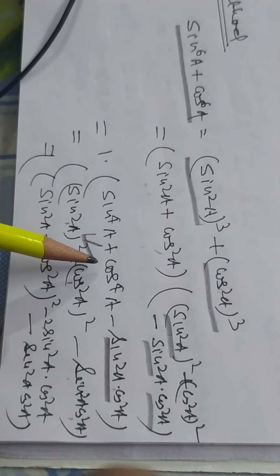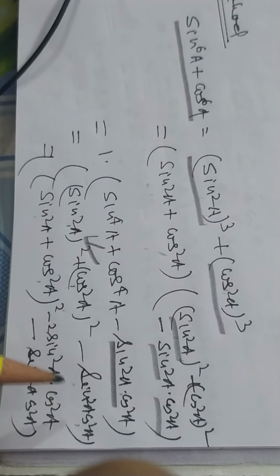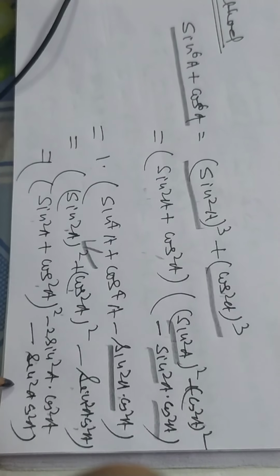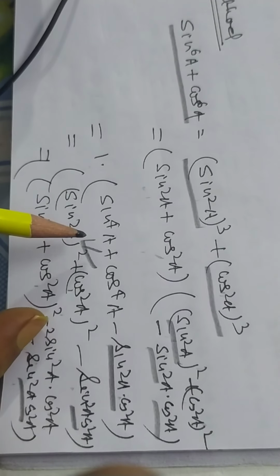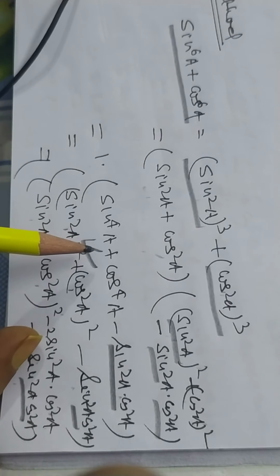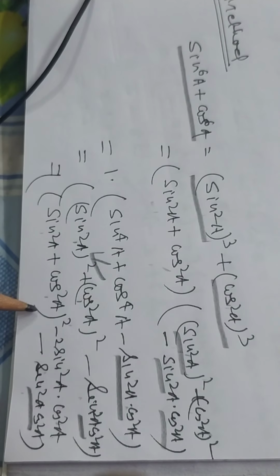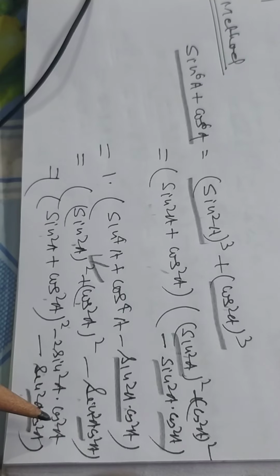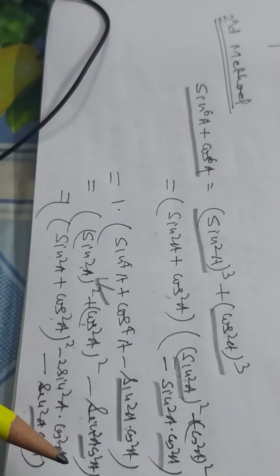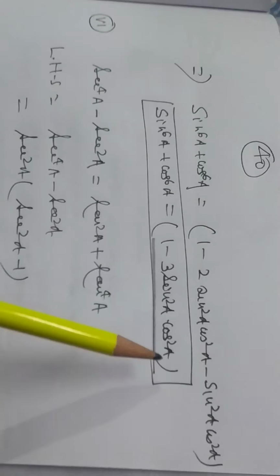Or you can directly solve it. So it will be (sine square a plus cos square a) whole square minus twice sine square a into cos square a, and this term minus sine square a into cos square a. And you can write it directly also: sine to the power 4a plus cos to the power 4a is equal to 1 minus 2 sine square a into cos square a. It depends upon you whether you know this formula or not. So my dear student, after solving it, we have 1 minus 3 sine square a into cos square a.